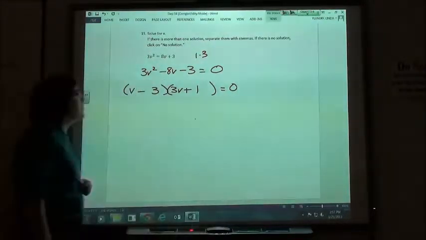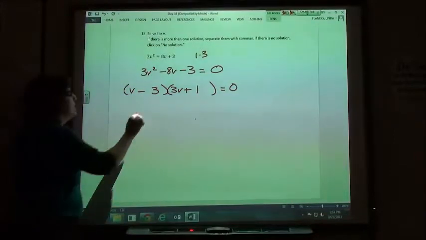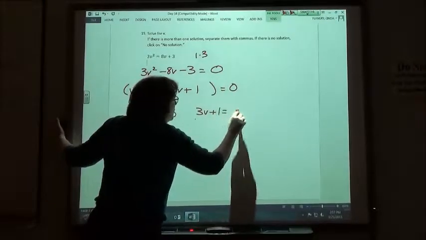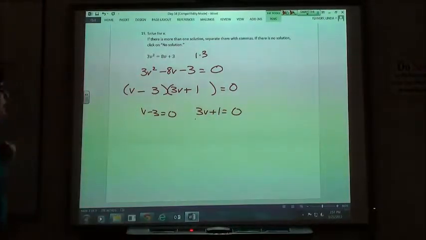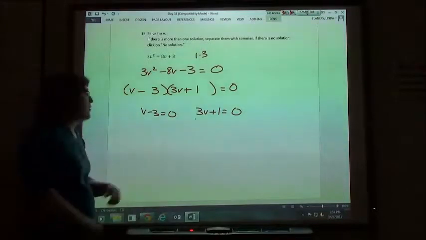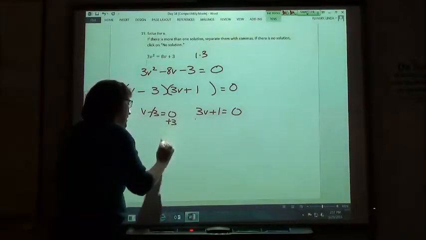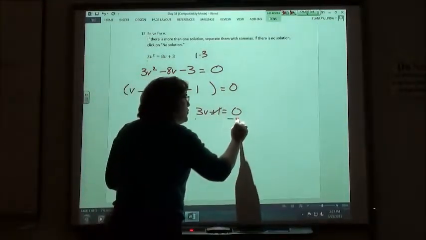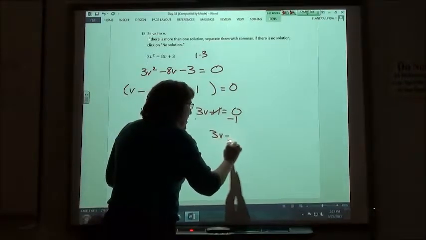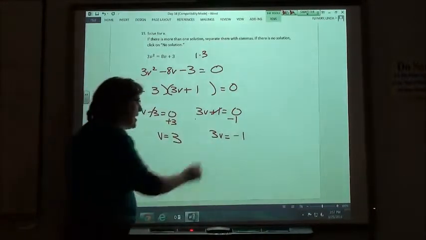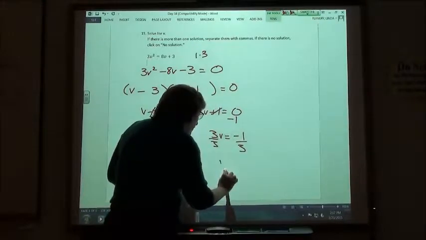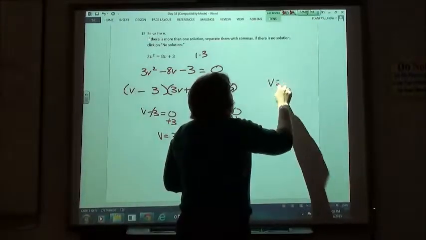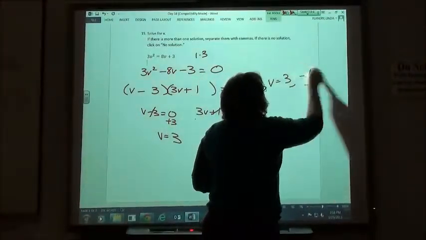It is set equal to 0. I can set each of my factors equal to 0. So v minus 3 would equal 0, or 3v plus 1 would equal 0. Solving that first one, just need to move that 3 over. So we're going to add our 3, and v equals 3. This one we've got to do in 2 steps. We're going to move our 1 over first, which makes it negative 1. 3v equals negative 1. Divide by 3. And so v equals negative 1/3. So my 2 answers, v would equal 3 or negative 1/3.